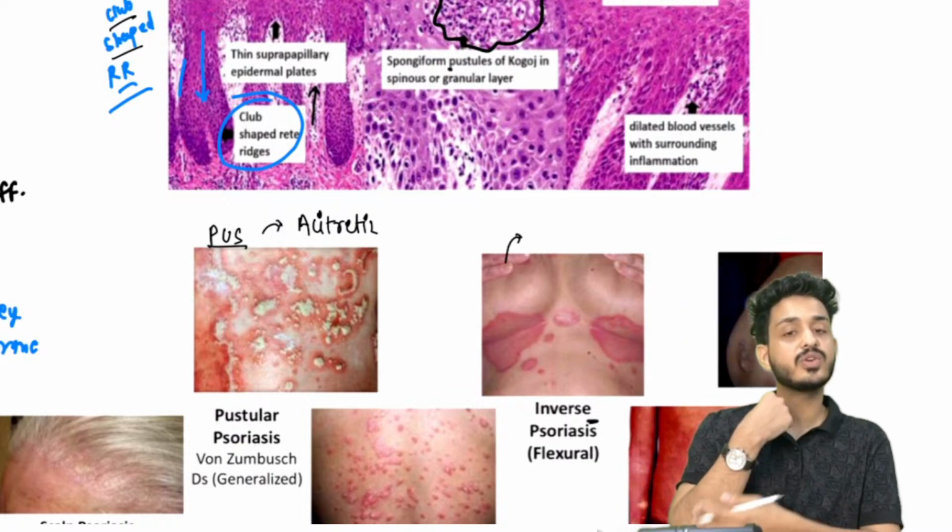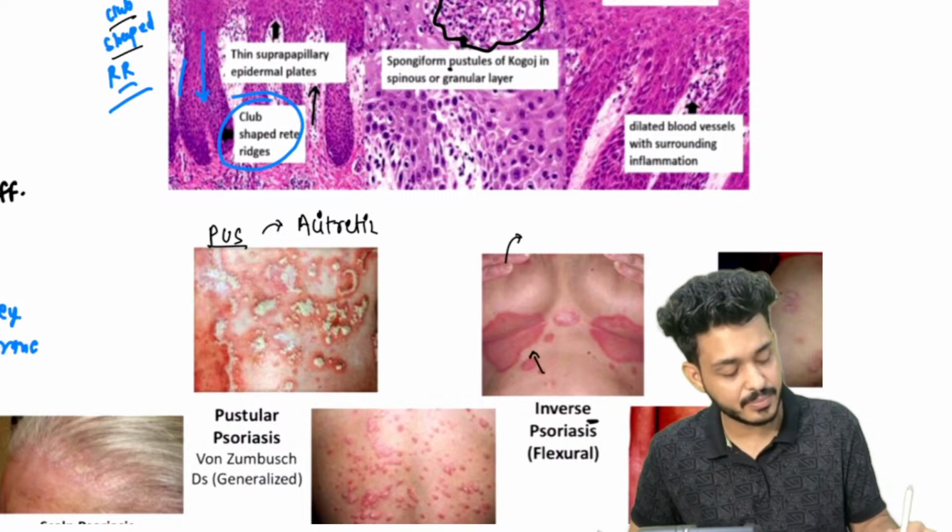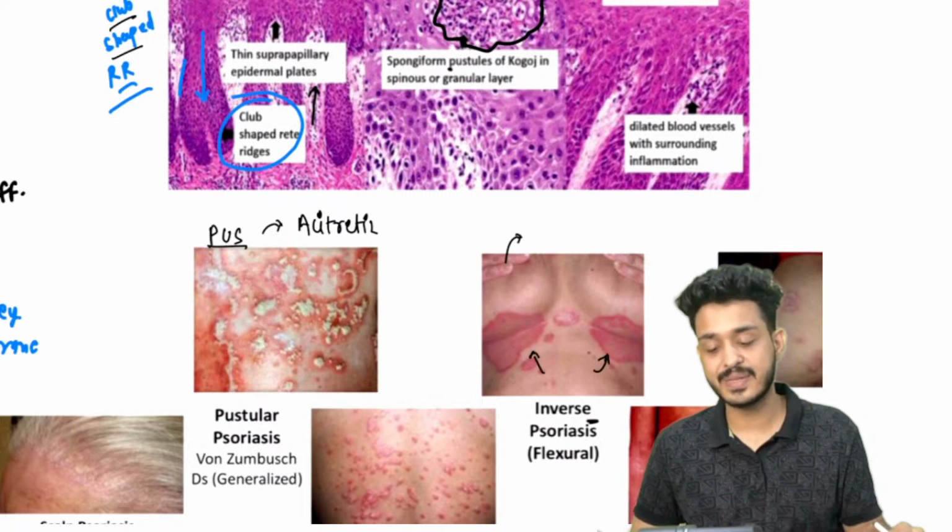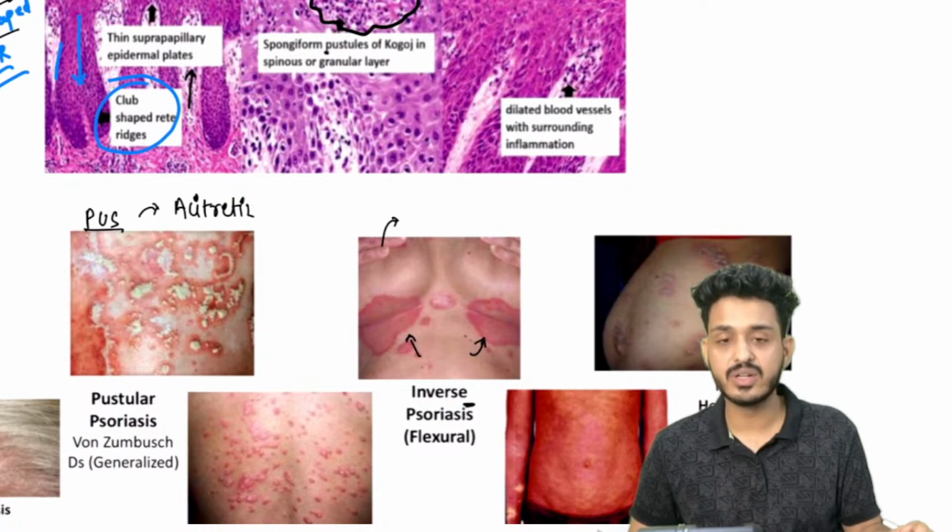Can anyone tell me what is the drug of choice for inverse psoriasis? Generally, psoriasis should be on the extensor surface. Here, the patient is having inverse psoriasis. Please try to answer the drug of choice for inverse psoriasis.